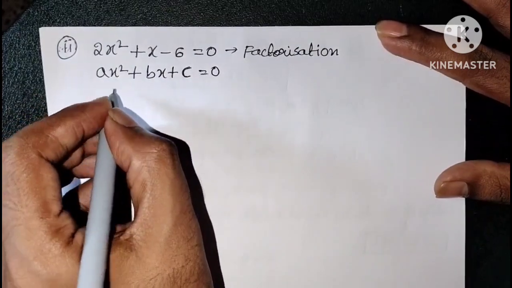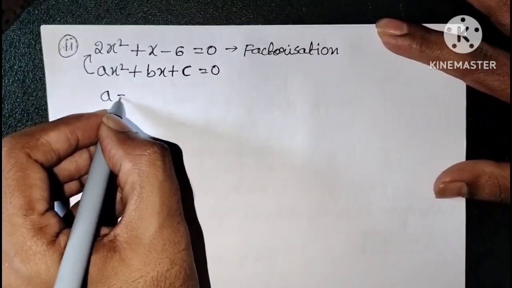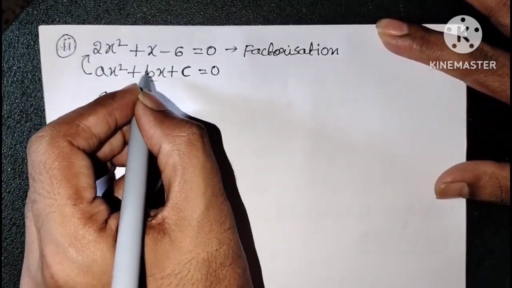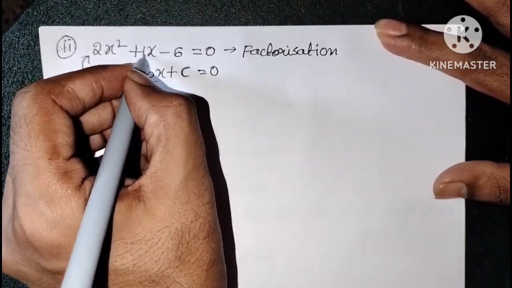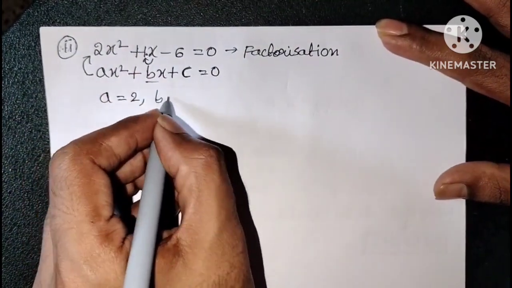Next, identify abc. What is a? Coefficient of x square. Here coefficient of x square is 2. What is b? Coefficient of x. So coefficient of x is here. What is coefficient of x? Anything not there means 1. So then b is equal to 1.